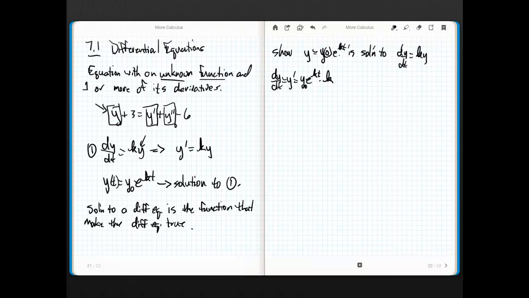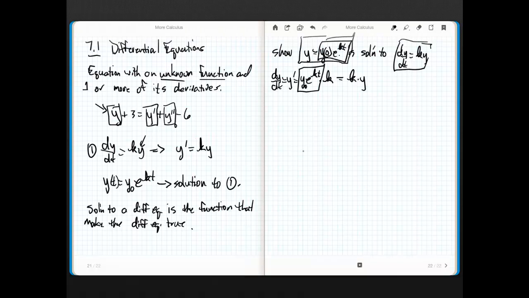Well, look close. Y naught e to the kt is just y. So this is equal to k times y, or y times k. Now look how it wraps around. dy over dt equals y prime equals this guy. We know that y naught e to the kt was y. Y times k is ky. So dy over dt equals ky is the differential equation, and this guy is the solution.